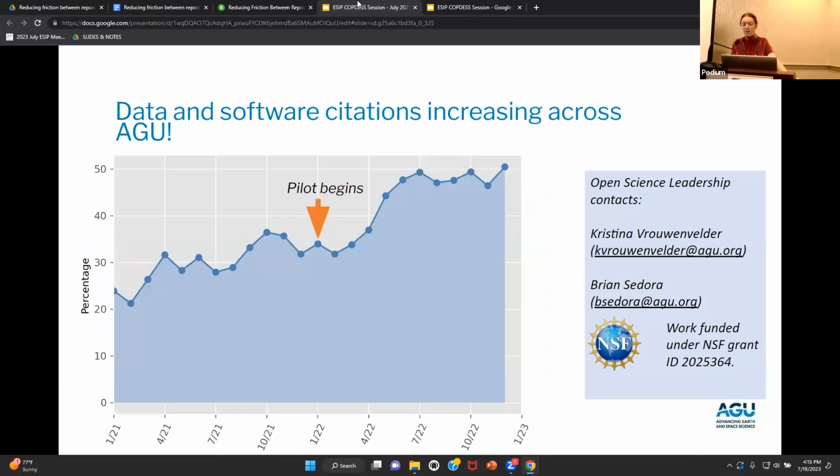This data is a little bit about how the pilot enabled by that grant has been going across AGU. This data goes back to 2021, and we've been seeing data and software citations increasing across AGU since we implemented these new policies in 2019. When the pilot began in January of last year, we saw these software citations and data citations really jump up as we started enforcing them across our journals. We think this was enabled by the support from that grant for the extra staff time, because authors really need that extra nudge and extra information about how to comply with our new policies.